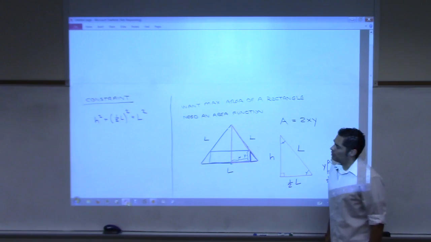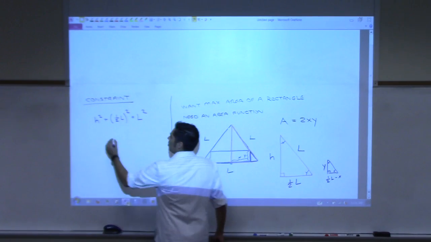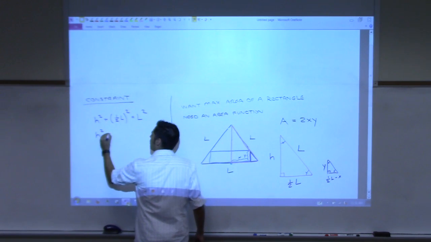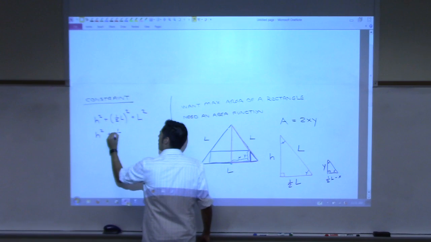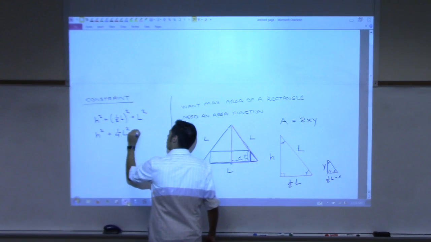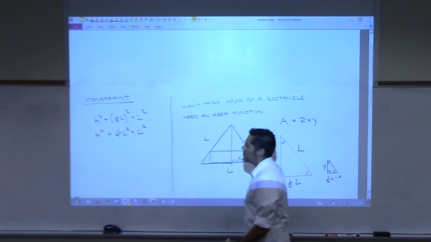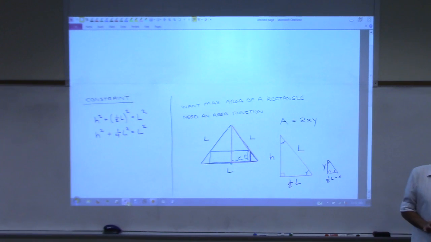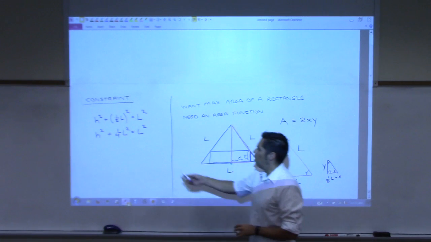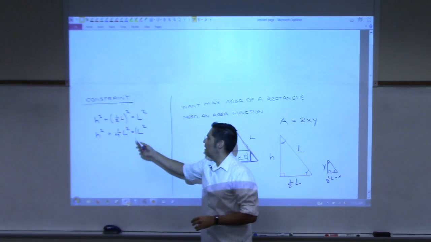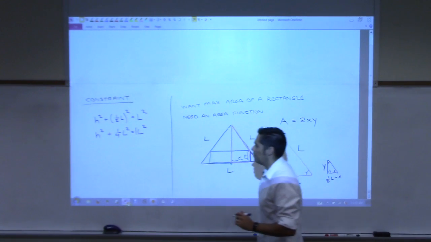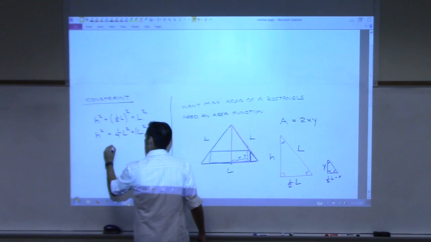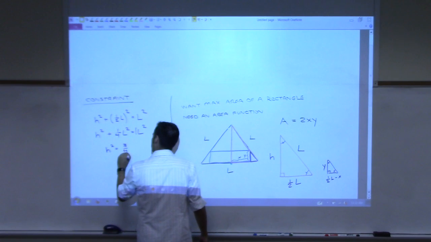So let's solve this for h. When you square 1/2 L, you get 1/4 L squared equals L squared. So what happens if you subtract 1/4 L squared on both sides? What happens if you take 1 L squared here and take away 1/4? 3/4, or 3/4 L squared. So h squared is 3/4 L squared.